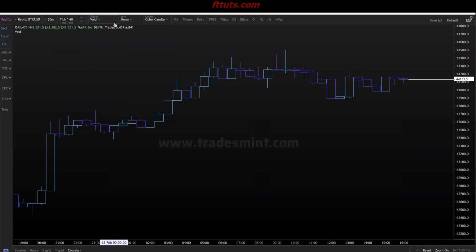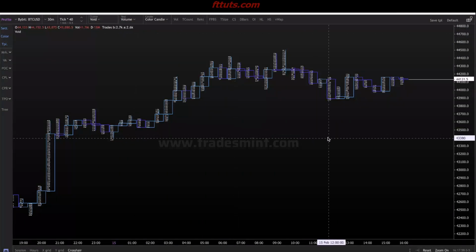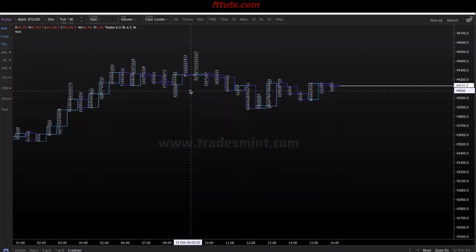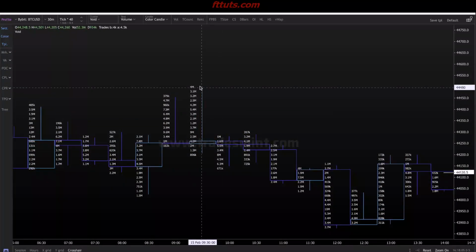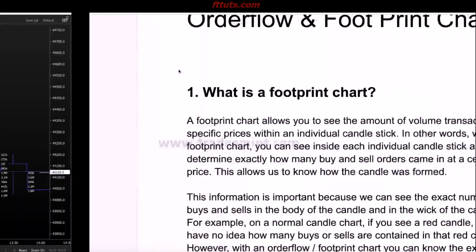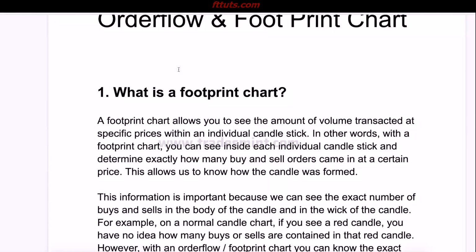And here in the footprint chart, as we learned in the last session, I can go ahead and put on the volume, which will then give me the exact number of transactions that took place within any given price point, within any given candle, whether it be the wick or the body. So I can see there were 4 million total contracts transacted here at the price of 44,480 in the upper wick of this candle.